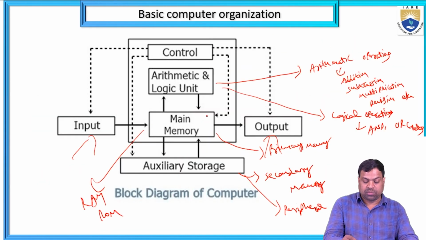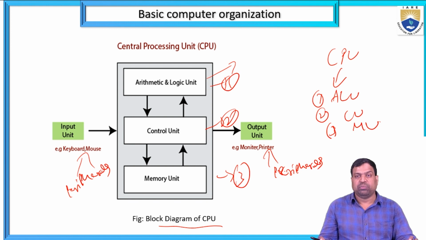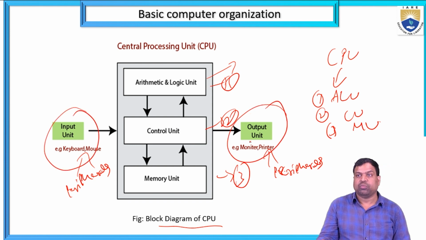Here in the block diagram, auxiliary memory, the peripheral memory, is connected to the main memory. Auxiliary storage is secondary memory, and main memory is primary memory, which are connected to the CPU. The CPU plays a major role, it is the heart of the computer, and the arithmetic and logical operations are performed in it, along with the control unit and memory unit. Inputs are the keyboard and mouse, and outputs are the monitors and printers. So the central processing unit has the arithmetic logical unit, the control unit and the memory unit. Input devices are the keyboard and mouse, and outputs are the monitor and printers.